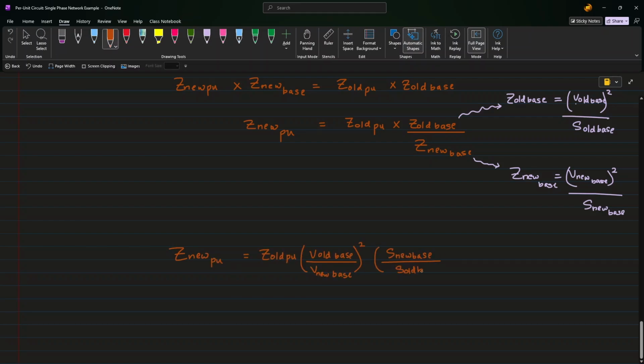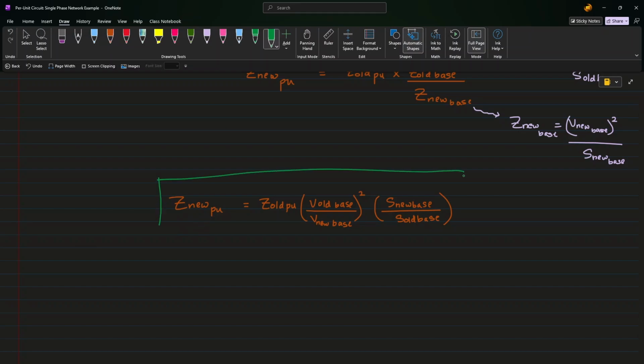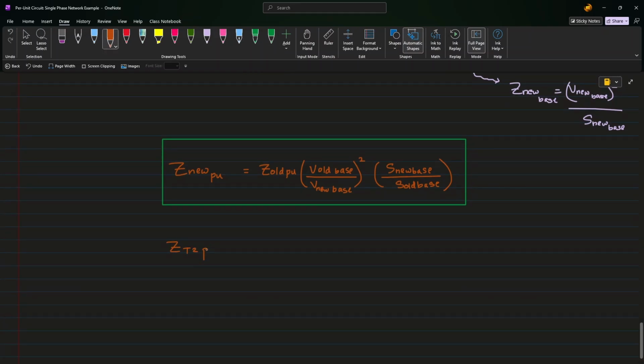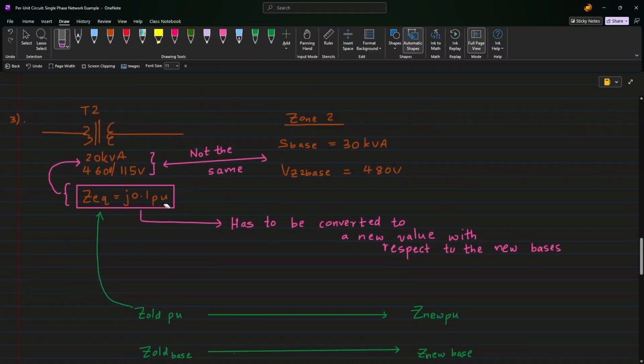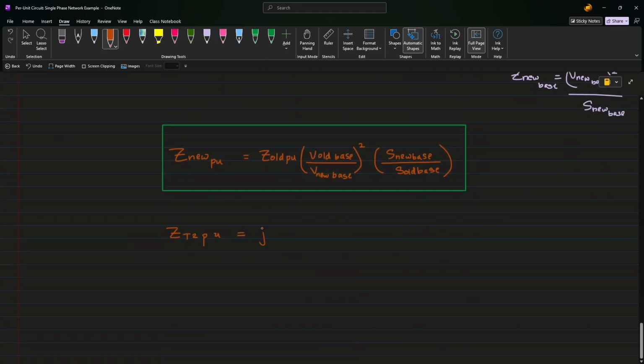This is a common equation that is used in per unit analysis to find new per unit impedances from the old values. To be more specific to transformer T2, let's call its new per unit impedance ZT2 per unit. For this transformer, the old per unit impedance is the one they have already given in the question here. Similarly, the V old base and S old base are the nameplate ratings.